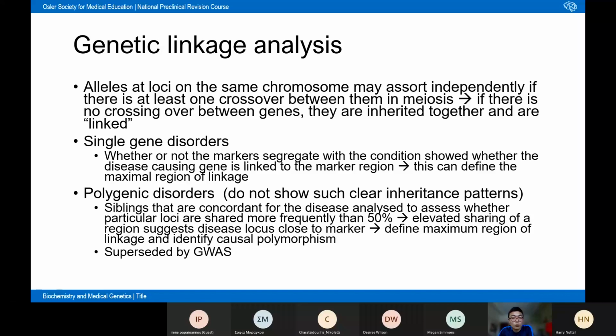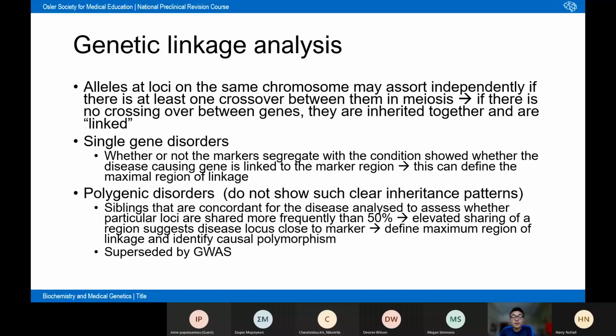In cases where loci assort independently, the inheritance of one allele will have no effect on the other. However, going back to this idea of linkage, the closer two loci are on the same chromosome, the greater the possibility that they will be linked. And this is a really important concept for linkage analysis and linkage studies, which we will talk about now.